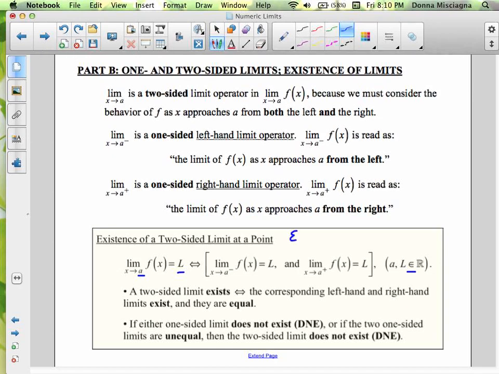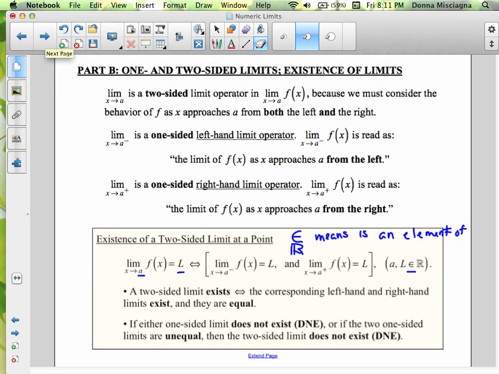This here, and I don't draw that very well. Mine looks like an E. I have the hardest time drawing this one. Yeah, that looks better. That means is an element of. There we go. Is an element of. Right? So A, the value x is approaching, and L have to be elements of, and that, let's see if I can draw that. Here, we'll draw it like that. That's another way you can write it. That means real number. All right, in your notes, you can make it look prettier.